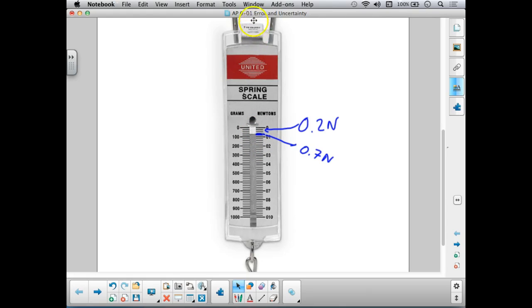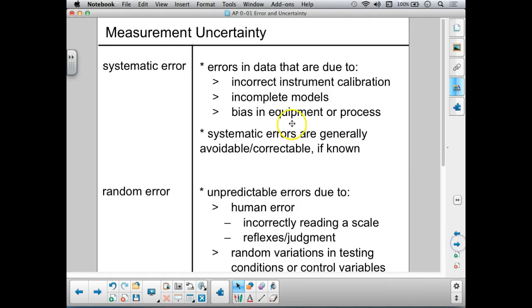But perhaps I didn't slide this correctly, and the 0 line is actually hanging out somewhere around 0.4 newtons. So then every measurement that I make with this spring scale is always going to be 0.4 newtons off. There's a bias in the instrument. It's not calibrated properly. And we call that a systematic error.